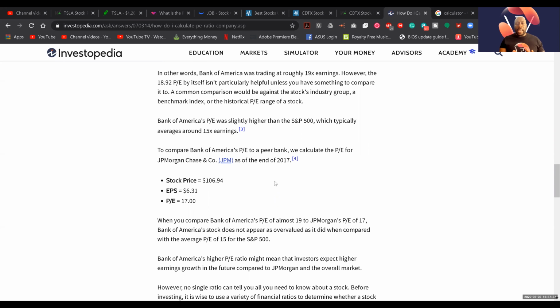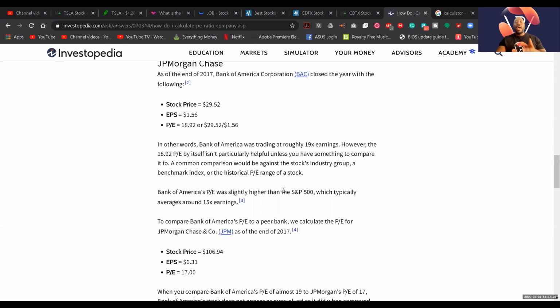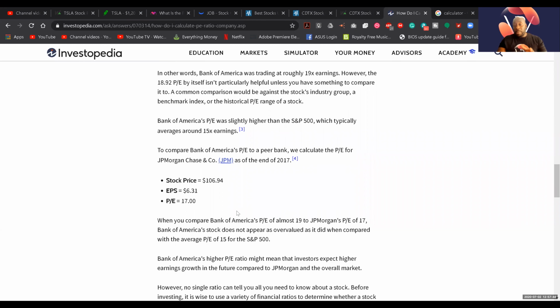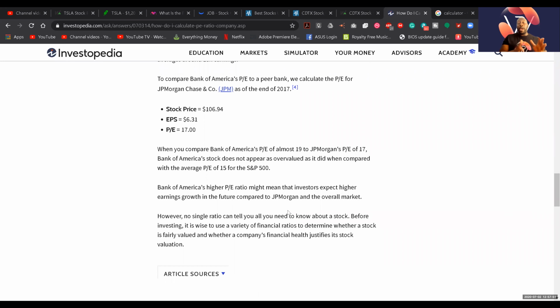After dividing the stock price by the EPS, we get the PE ratio, and for JP Morgan Chase it is 17. So when you compare Bank of America's PE ratio against JP Morgan Chase, we see 19 versus 17, so it's not that overvalued. They're right in the same realm. And as Investopedia says here, Bank of America stock does not appear overvalued as it did when compared with the average PE of 15 for the S&P 500.